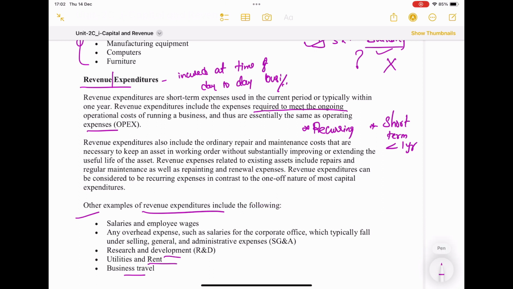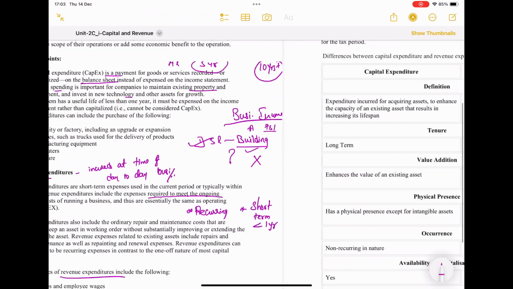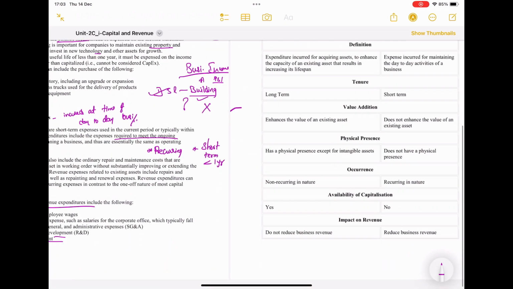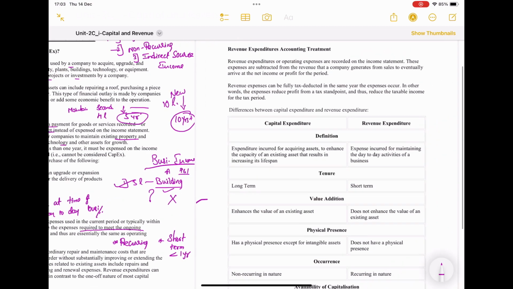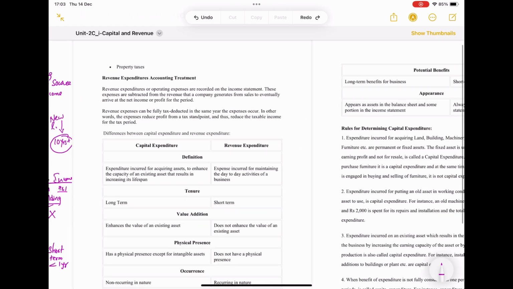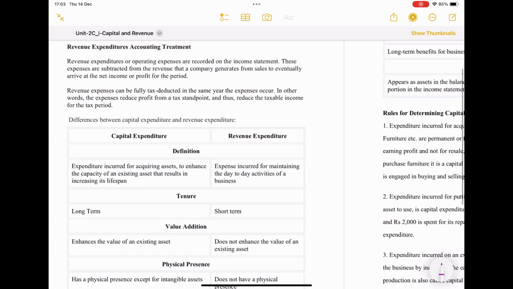If you have any doubts, kindly comment in the comment section, and they will be solved. Okay, so this is about capital and revenue expenditures. Next, let's see what the difference between capital and revenue expenditures is. In the next slide we'll see that. Before that, let us know the accounting treatment of revenue expenditures.